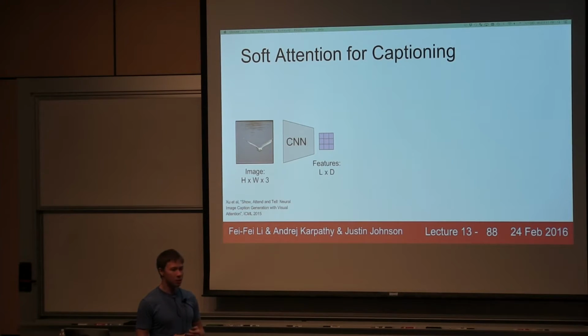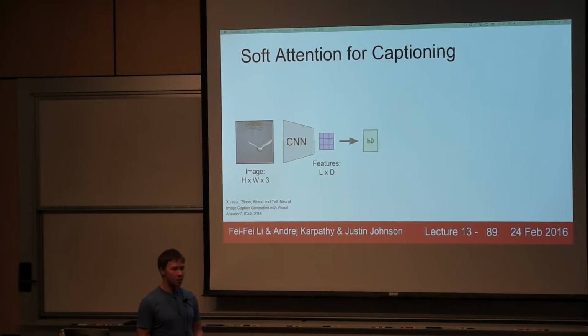The idea is pretty straightforward. We take our input image, and we still run it through a convolutional network. But instead of extracting the features from the last fully connected layer, we pull features from one of the earlier convolutional layers. That gives us a grid of features rather than a single feature vector. Because these are coming from convolutional layers, you can think of this as a 2D spatial grid of features, and each point in the grid gives you features corresponding to some part of the input image.